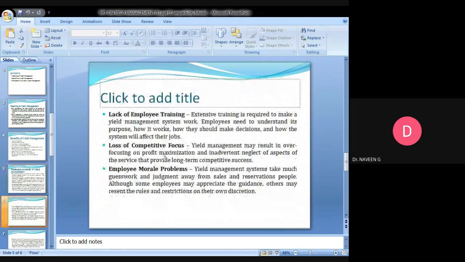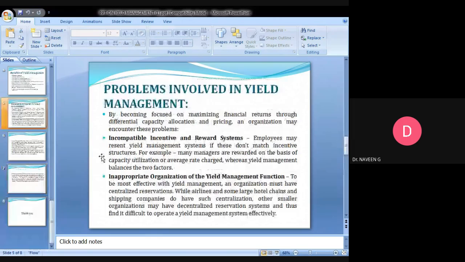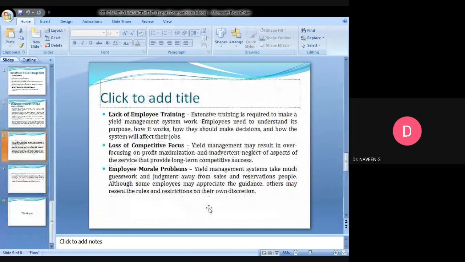Next disadvantage: lack of employee training. In any service sector, they should have proper training facilities. In five-star hotels, staff are given proper training and knowledge on how to behave with and treat the customer. A lot of training should be provided. But at the time of high demand, during a seasonal occasion, training is lacking, so employees may behave badly and even abuse the customer.